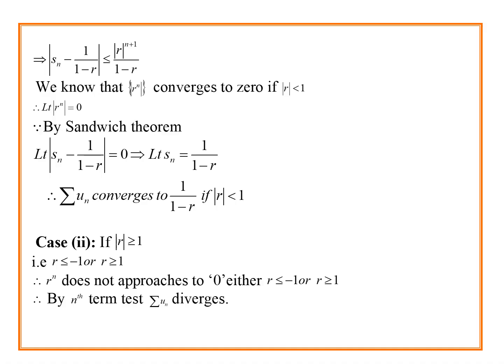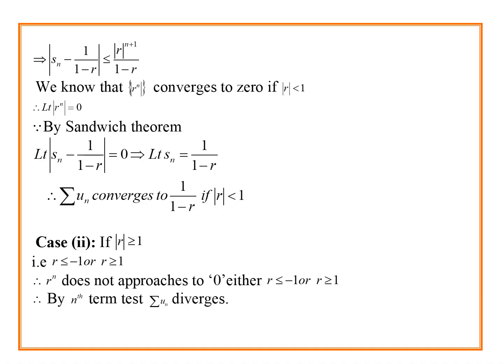We know that mod of r power of n converges to 0 if mod r less than 1. Therefore, limit mod r power of n equal to 0. So by the sandwich theorem, limit Sn minus 1 by 1 minus r equal to 0. That implies limit Sn is equal to 1 by 1 minus r. Therefore, sigma un converges to 1 by 1 minus r, in the case mod r less than 1.